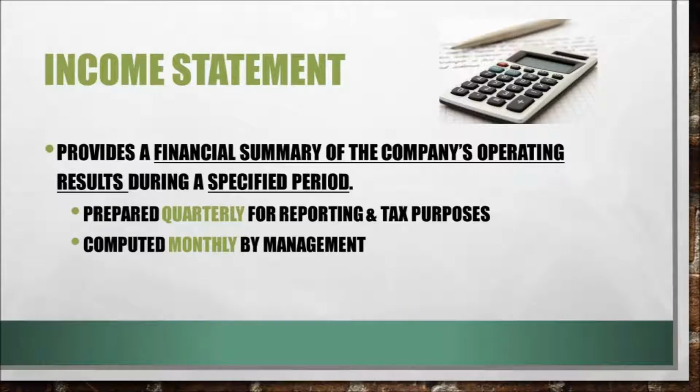So, income statement. An income statement is basically a financial summary of the company's operating results during a specific period. It could be quarterly or monthly. Usually for quarterly purposes, we prepare quarterly reports for reporting and tax purposes. And then monthly reports are computed by management, and we do a mix of both.